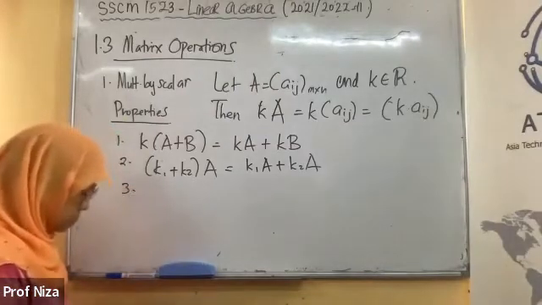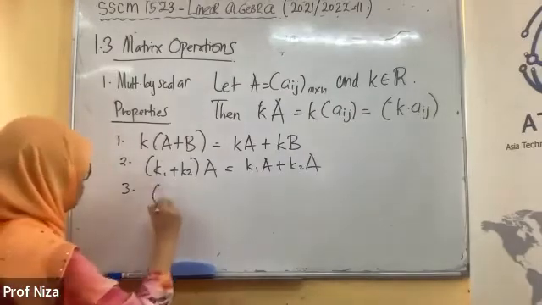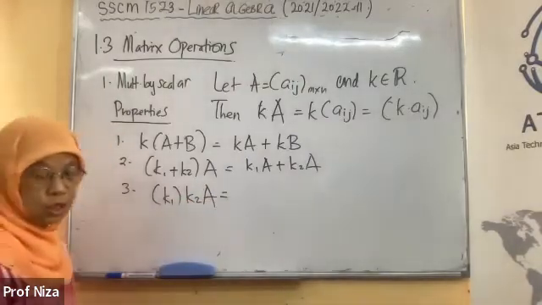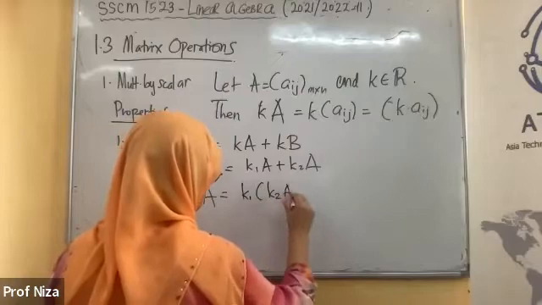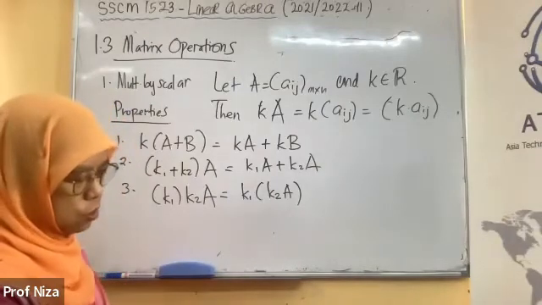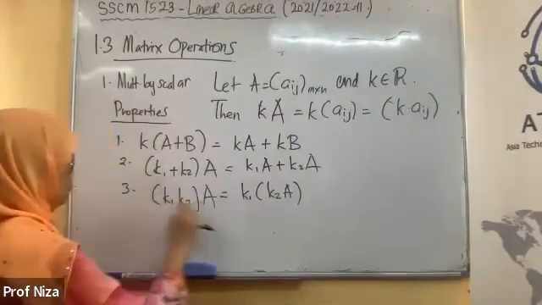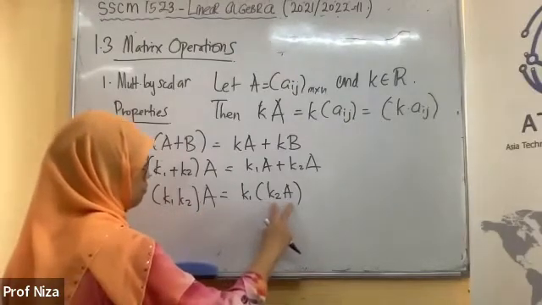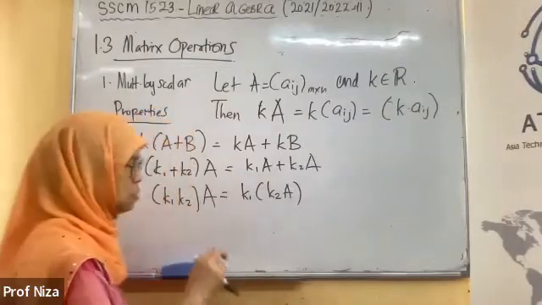The third one, when you multiply two scalar numbers from outside, you can do either way. Actually you can just multiply the scalars first, but this is just a property that you should know. When you multiply two scalars outside of A, you can actually multiply them first. So it's not really called associativity under multiplication because it's numbers.